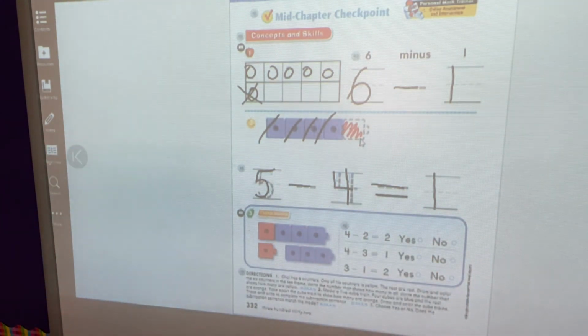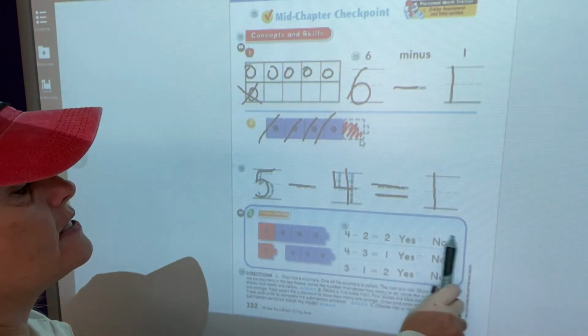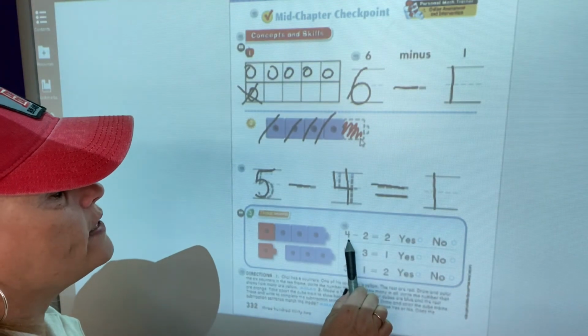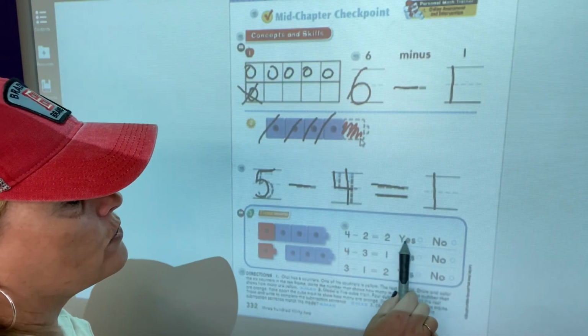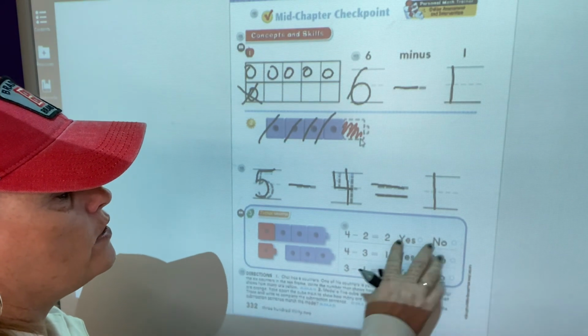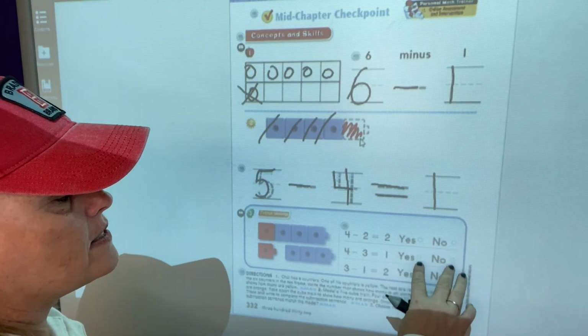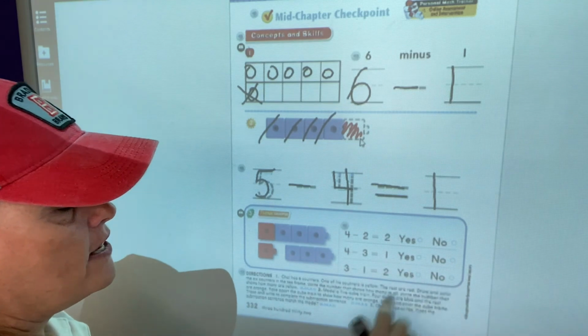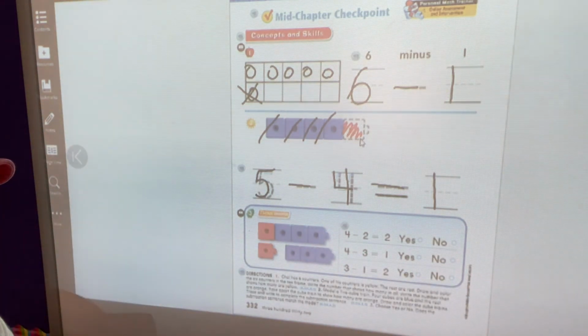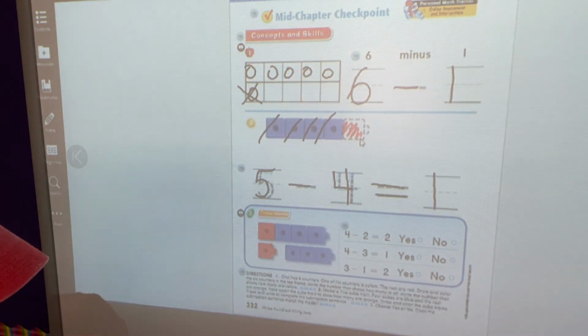Okay, now our last part. These you see on our tests all the time. We're going to, on each row, answer either yes or no. You can only fill in the bubble once on each of these lines. And you've seen these on tests before. We've done these lines. So let's take a peek here. Choose yes or no. Does the subtraction sentence match the model?